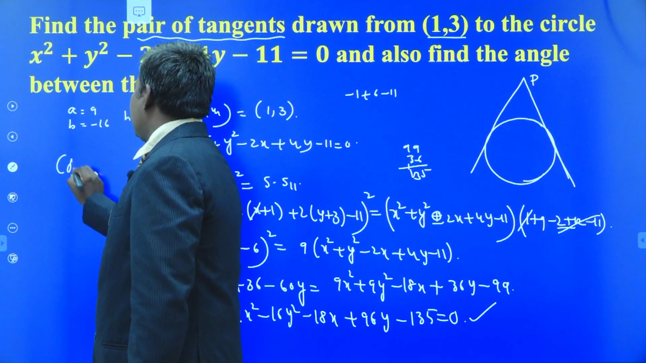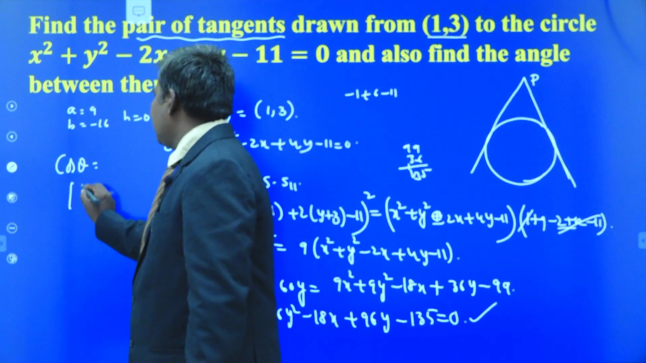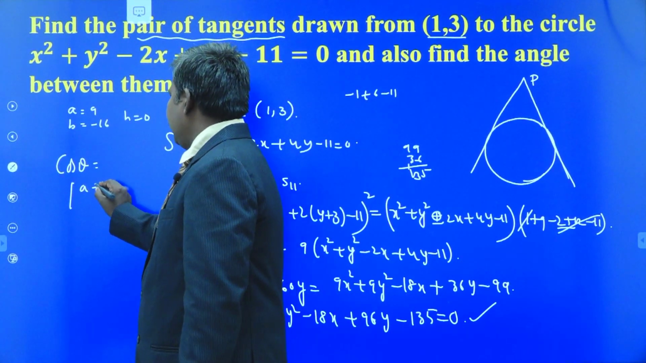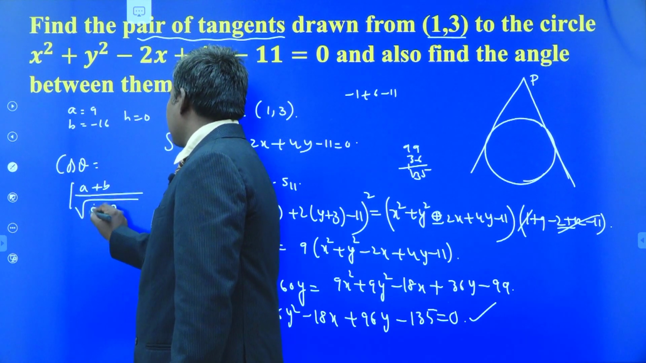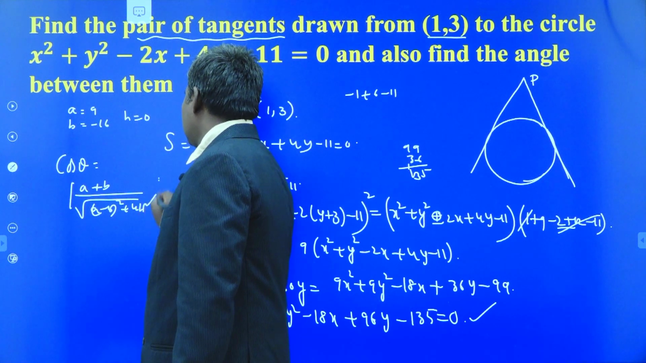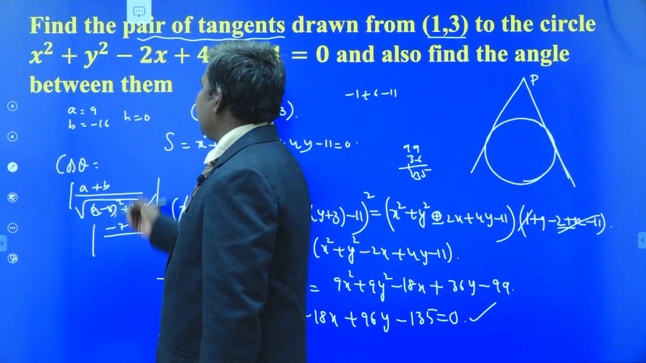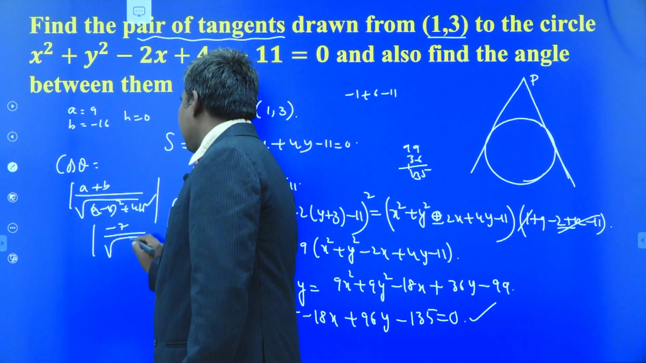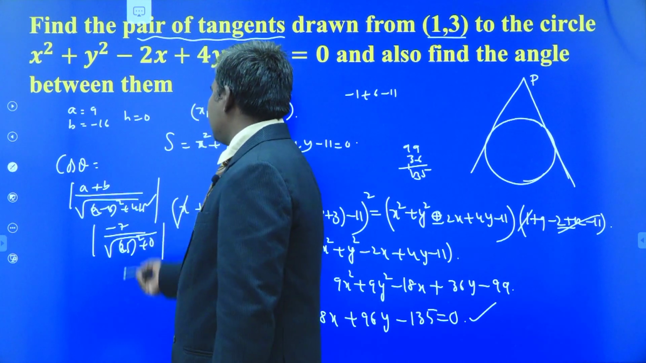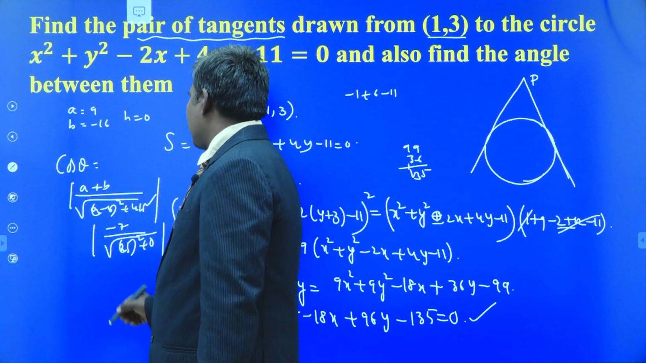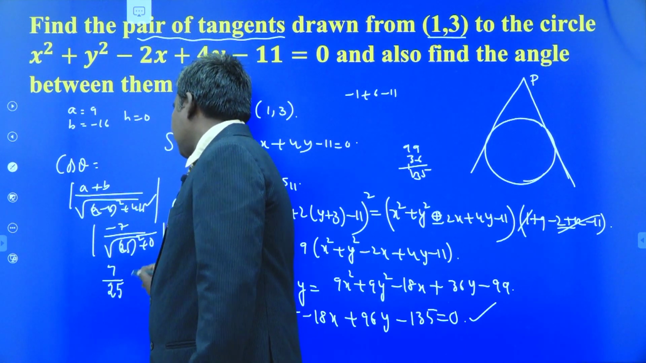What is the cos theta formula? If theta is the angle between the pair of tangents, then cos theta is obtained by the formula modulus of a plus b by root of a minus b whole square plus 4h square. So what is a plus b? Modulus of this is minus 7. a minus b, that means 25, root of 25 square plus 0, because there is no h. Therefore, square and square root get cancelled. After deleting the modulus value, 7 by 25 we obtain.